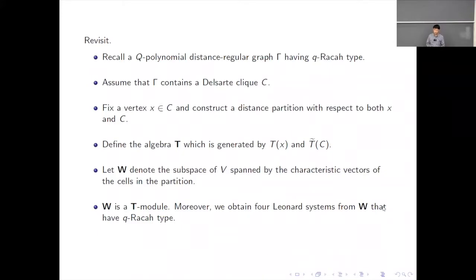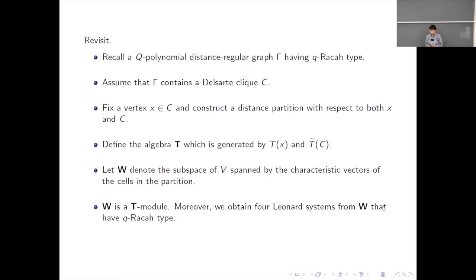We recall a q-polynomial distance regular graph Gamma that has q-Racah type. We assume our Gamma contains a Delsarte clique C, and we fix a vertex x in C and construct a distance partition with respect to both x and C. And we define the algebra, say bold T, which is generated by the topological algebra Tx and the topological algebra T tilde with respect to the Delsarte clique C.